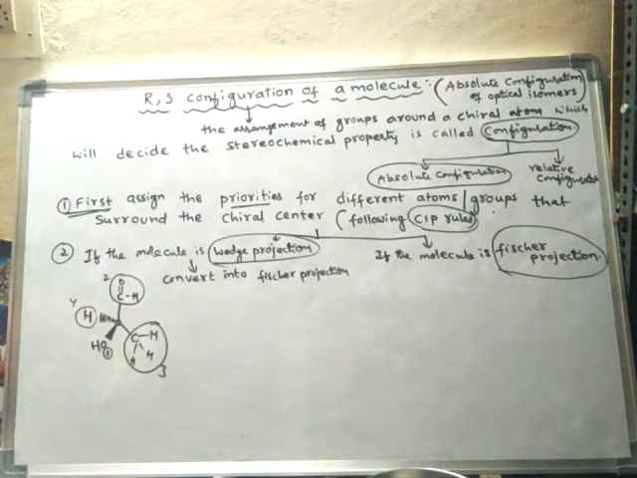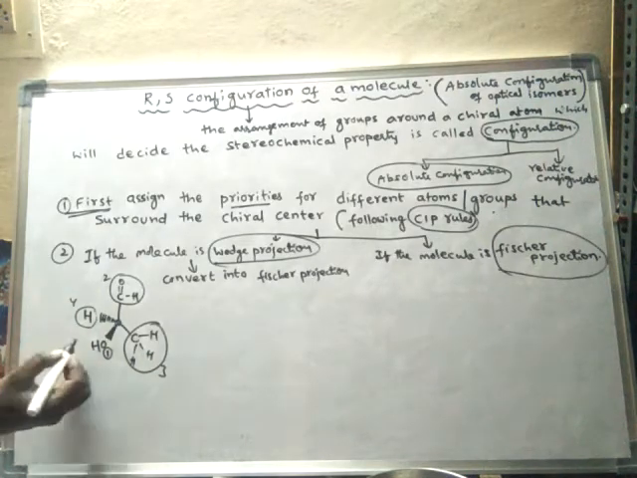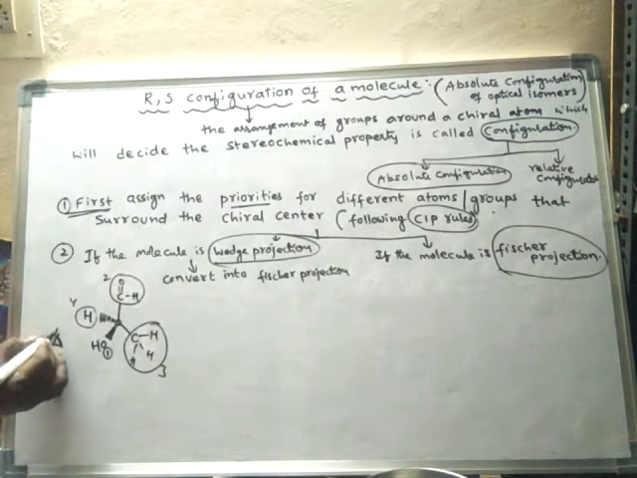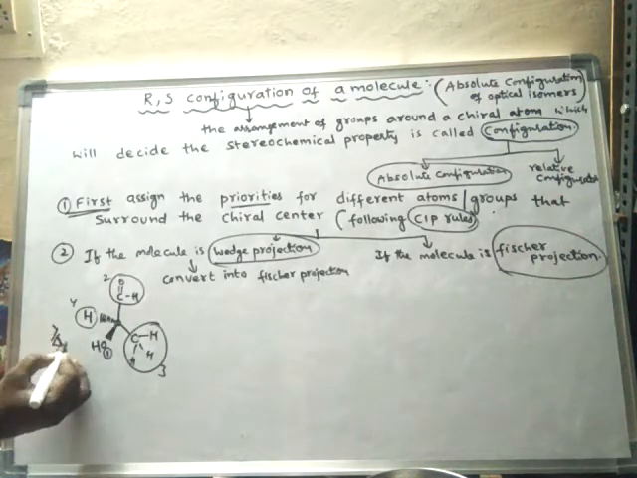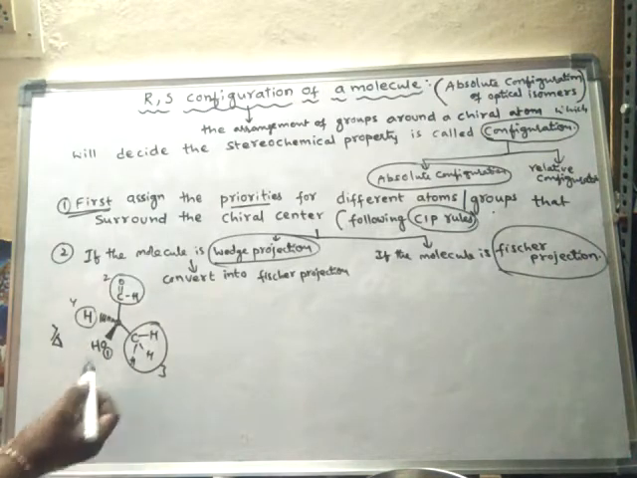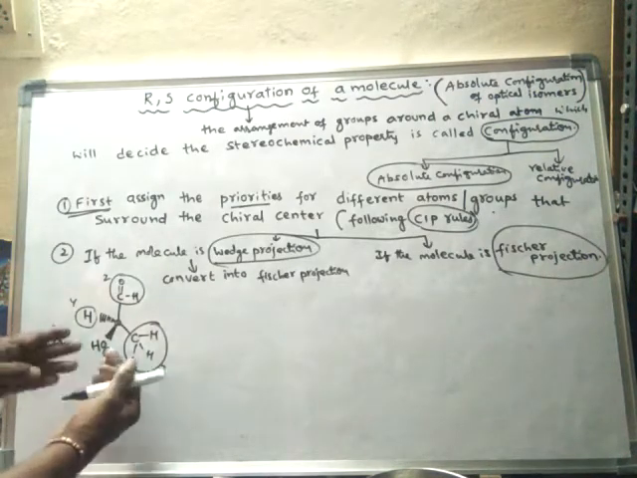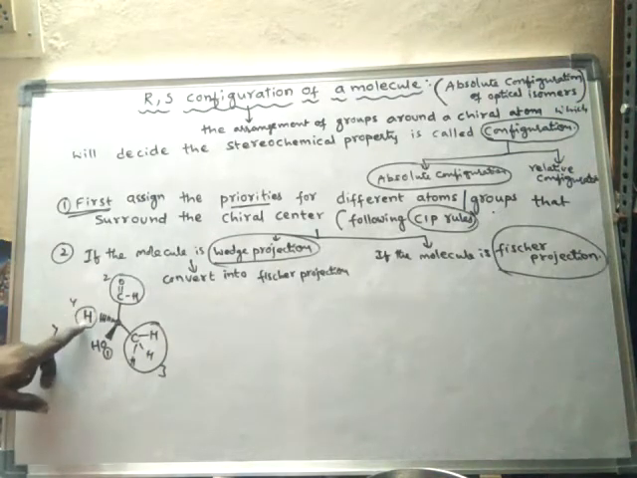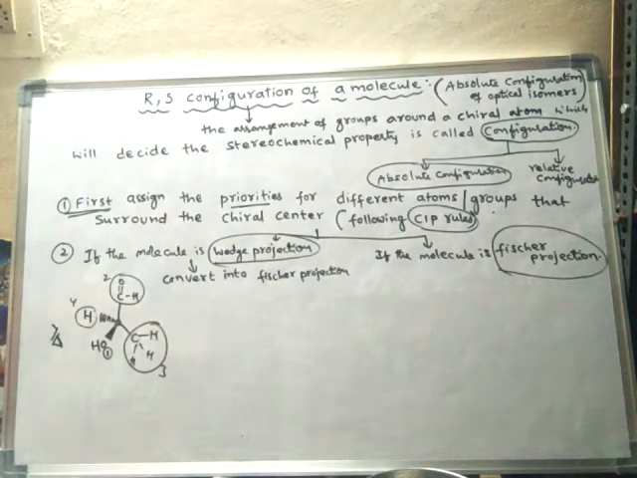Okay, so view the molecule. So we have to view this molecule in this direction. Suppose this is our eye, and we are viewing this molecule. View the molecule such that the lowest priority is away from the observer. So here, this is towards the observer and this is away from the observer. So here the lowest priority is away from the observer.